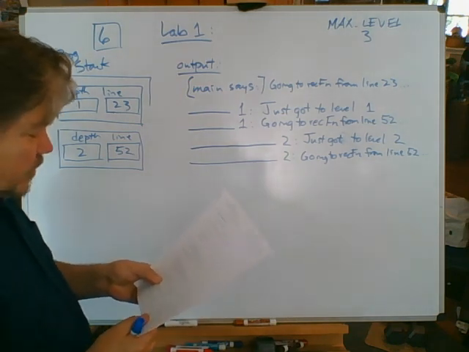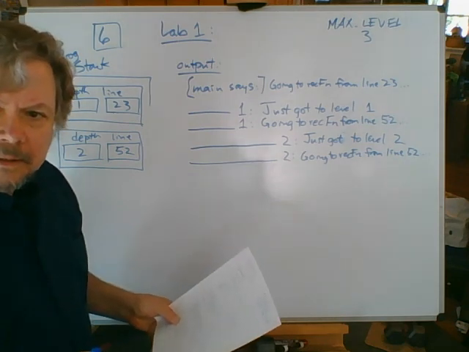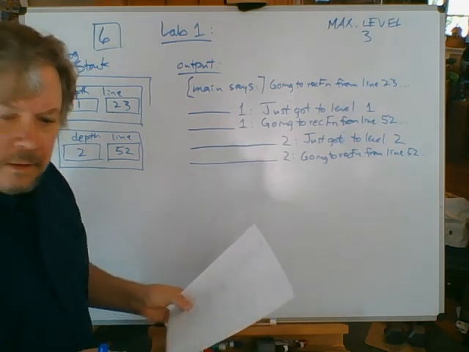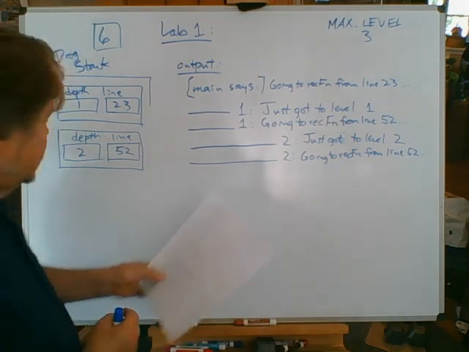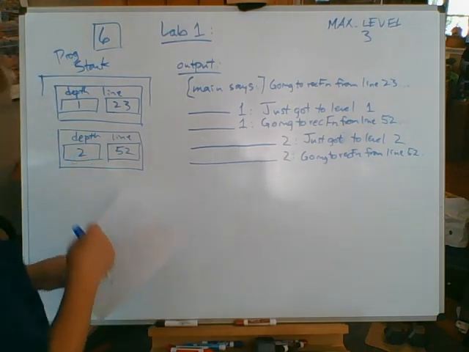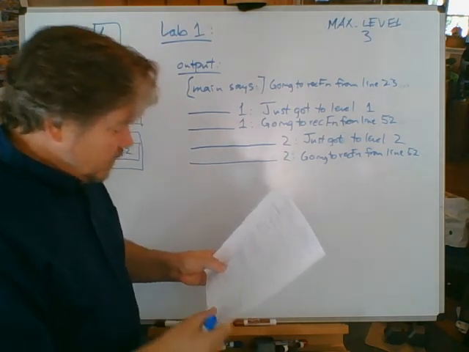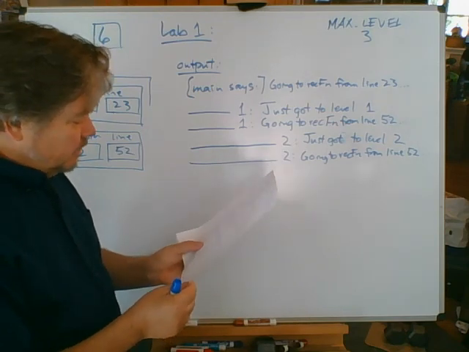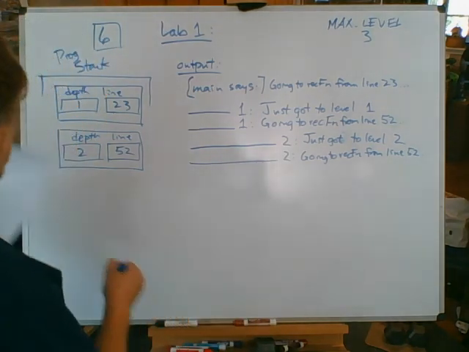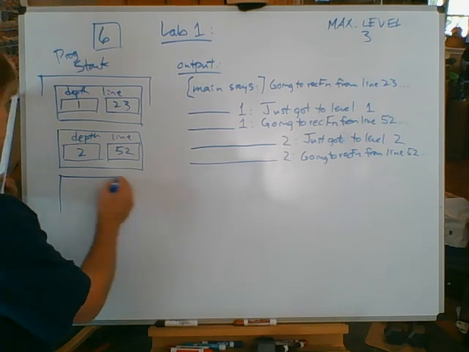Let's call function rec fun. That sounds like a fun place. Recreational fun. Let's go there. Let's pass in depth plus 1, which will be 3. We're passing in a 3. We're passing in a 52 from line 52. So here we are. We're calling a function.